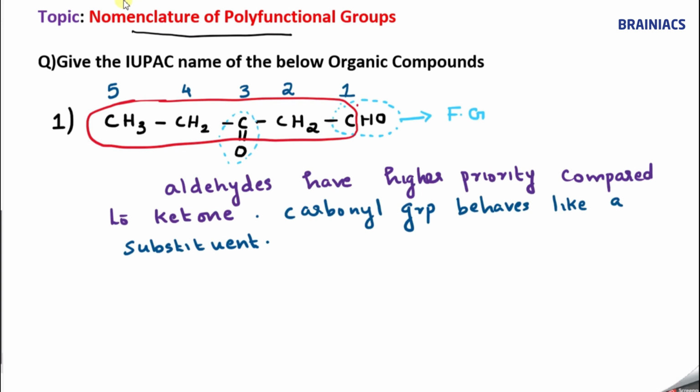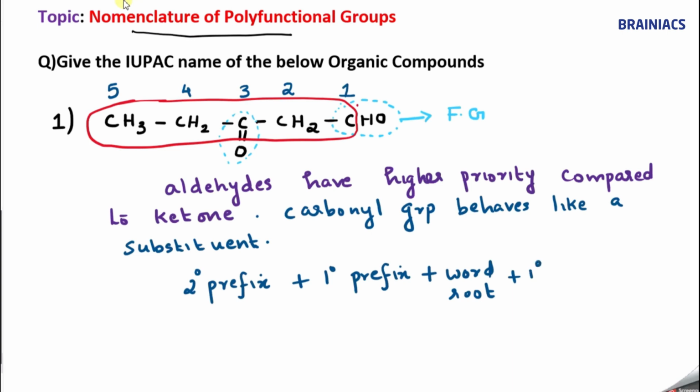So what should be the name of this compound? As per our understanding, first comes the secondary prefix, then the primary prefix, then the word root, then the primary suffix, then the secondary suffix. So this is the format basically. Now we will put the name according to that.